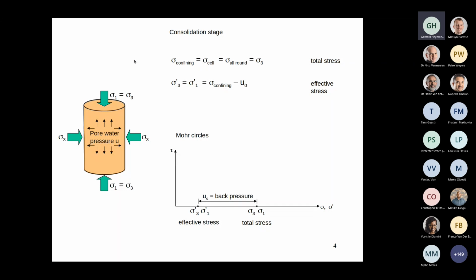The first stage I mentioned is consolidation. That's the one where the ram is not touching the top cap. And the second one is the shear stage. That's the one where the ram does touch the top cap.